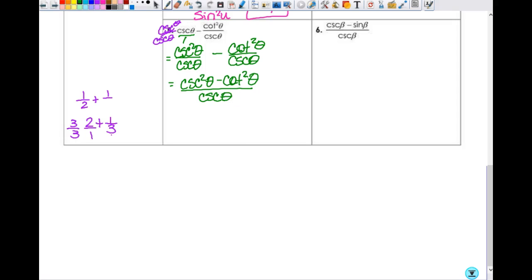Do I get to cancel out any cosecants right here? No, I do not. That makes no sense because there's subtraction there. But what is cosecant squared minus cotangent squared? 1. It is 1. Okay? So this gives me 1 over cosecant theta. But I don't get to leave it like that. What does that become? No. Sine. So close. Sine.